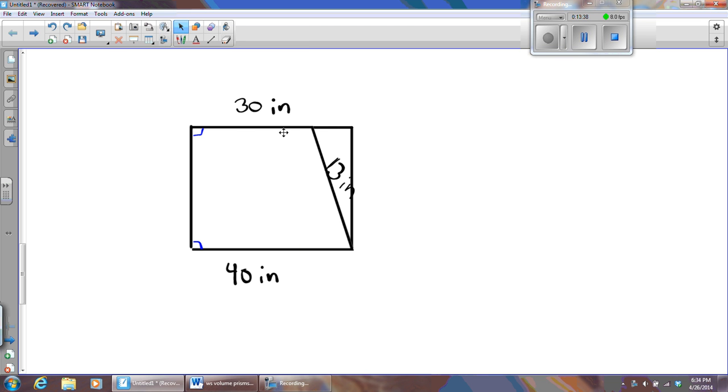Now, what happened though? This piece here used to be 30, and it gained this amount here, didn't it? Now, this used to be 40, but it lost that same amount. I'm having a hard time drawing that little guy. Let me do it again. See, it lost that little bit. So the 30 increased by the same amount the 40 decreased.